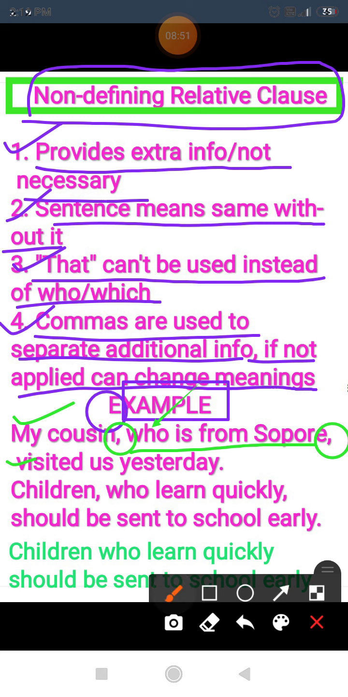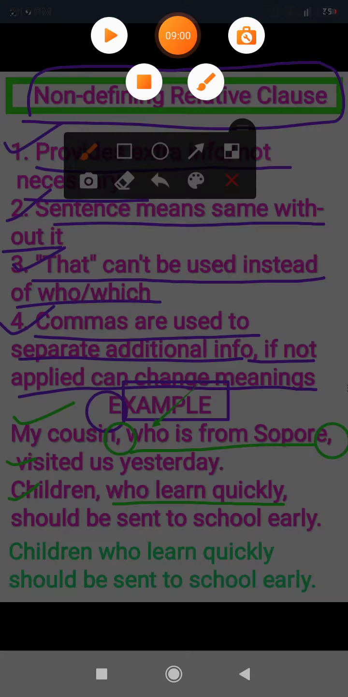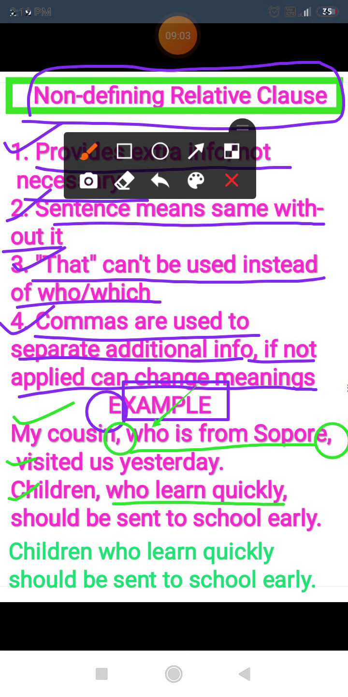Okay, second example. Children, who learn quickly, should be sent to school early. देखिए अब who learn quickly, children who learn quickly should be sent to school. So again हमने यहाँ पे इस extra information को separate किया है by commas. देखिए आप commas हमने यूज़ किया है. Who learn quickly, इसको हमने separate किया है from the essential information. ये extra information है. ठीक है. तो who learn quickly ये non-defining relative clause है. It's not necessary for the sentence. Sentence will mean the same thing if we remove it. Okay. You can't use that here.